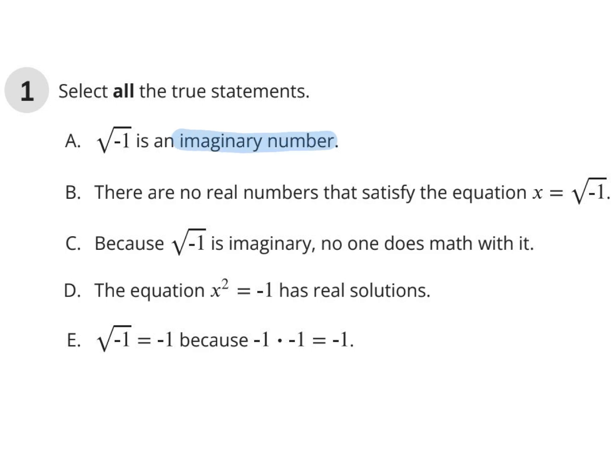Well, the square root of -1 is an imaginary number because it's not real. That means there are no real numbers that satisfy the equation x equals the square root of -1.